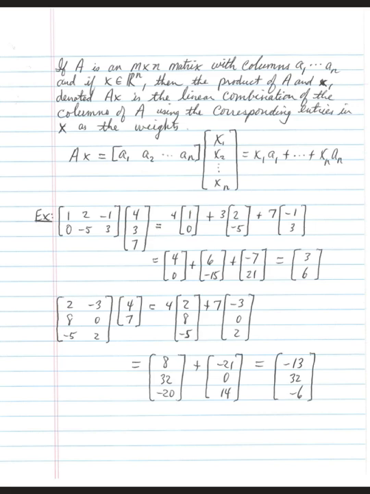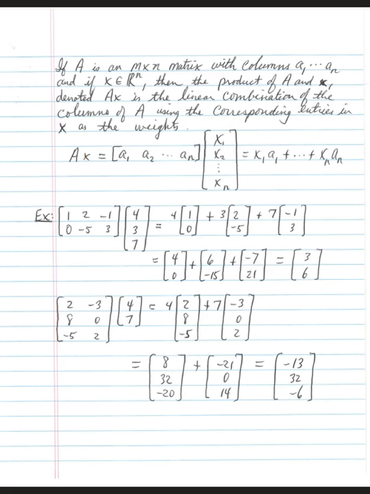4 times (1, 0) is (4, 0). 3 times (2, -5) is (6, -15). And 7 times (-1, 3) is (-7, 21). Now, 4 plus 6 plus -7, the top row totals out to 3. 0 plus -15 plus 21 is 6. So we've successfully multiplied A and x together.